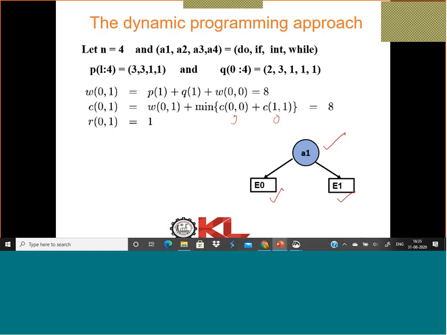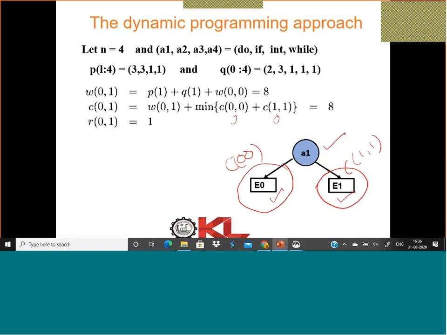C of 0 0 means this particular one, and this is nothing but C of 1 comma 1. These are the left and right subtrees, and A1 is the root element here. The cost of T of 1 1 is 0 because no elements are there. It is empty, E0 is physically not present. So that's why 0 and 0, and the W of 0 1 value is 8. So the 8 value is stored.